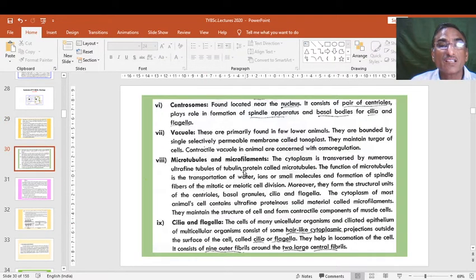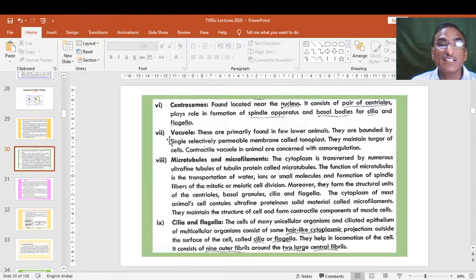Next, the sixth organelle is the centrosome. These are located near the nucleus. A centrosome consists of a pair of centrioles and plays a role in formation of the spindle fiber or spindle apparatus and basal bodies for cilia and flagella. We have already studied spindle formation in mitosis and meiosis. The chromosomes are separated by using these spindles, and these are formed by the centrosomes.